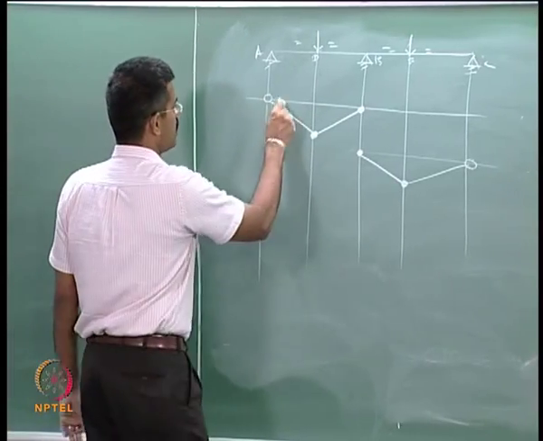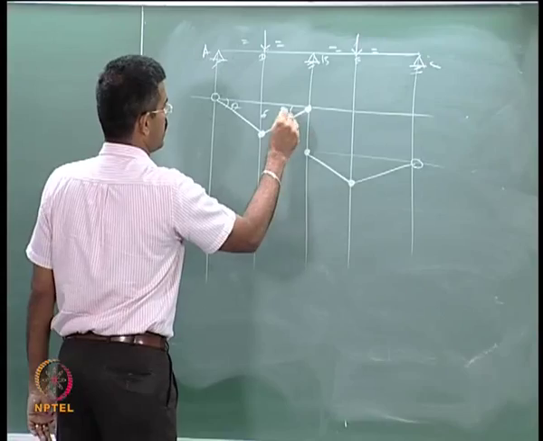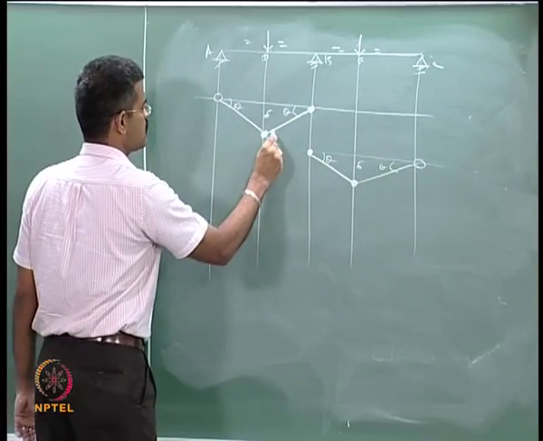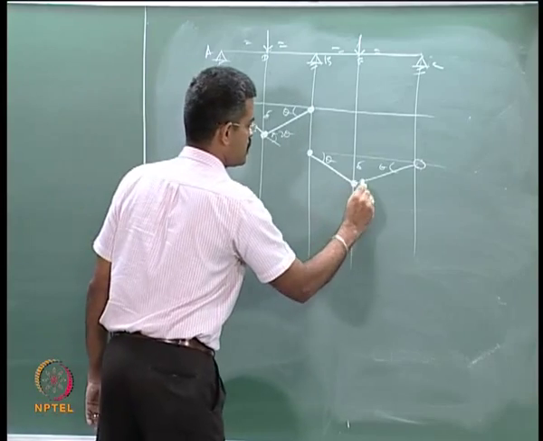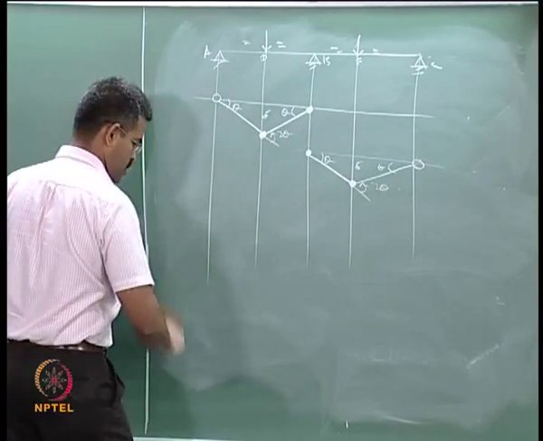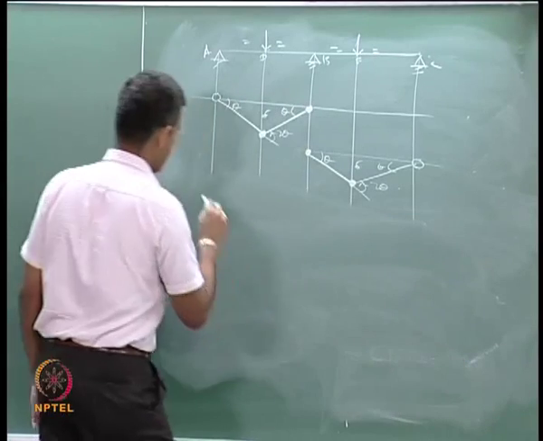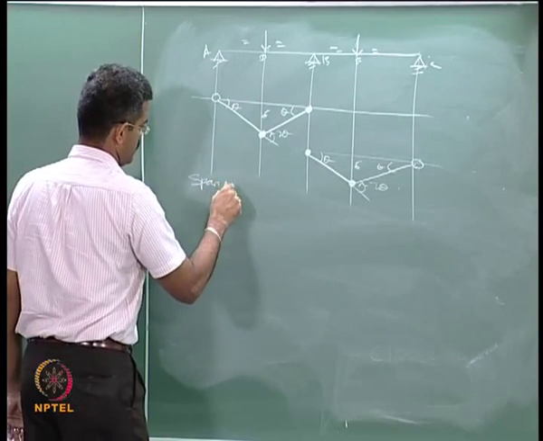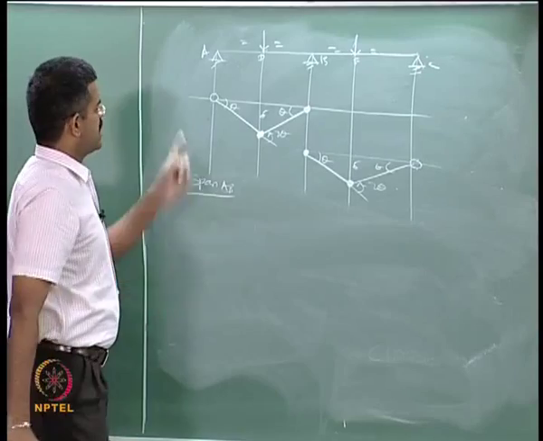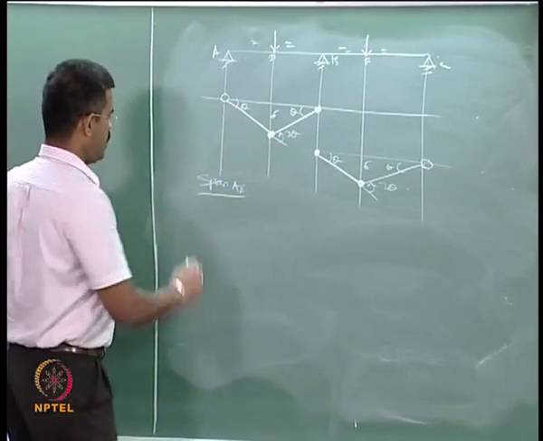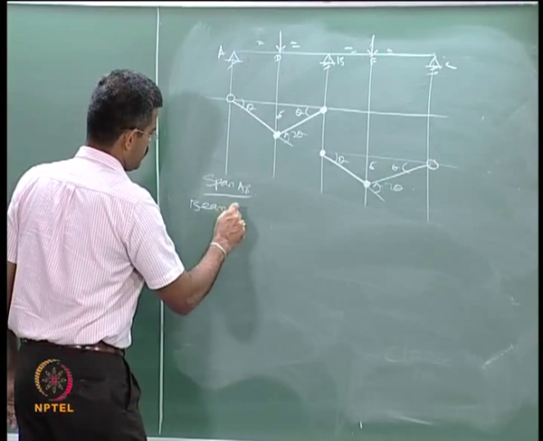Okay. If you call this as delta and theta, this is 2 theta again, this is 2 theta again. I can do it for span AB separately. What kind of mechanism is this? This is a beam mechanism. Okay. Span AB, it forms a beam mechanism.